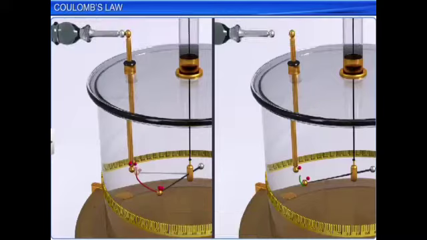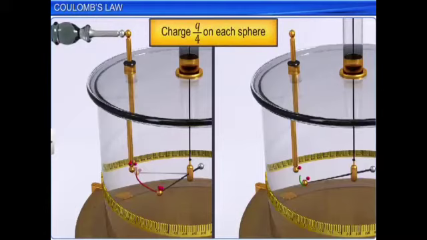Now, keeping the charge on each sphere constant, if the distance between the charged spheres is varied using the micrometer screw, the angle of deflection is found to be inversely proportional to the square of the distance r between the charges. Since the force of repulsion is proportional to the angle of deflection, we can say that the electrostatic force F between the charges q1 and q2 is inversely proportional to the square of the distance r between the charges. Let this be equation 2.